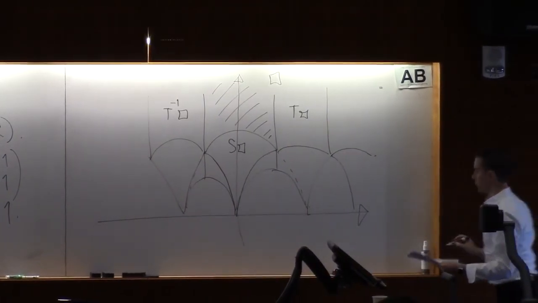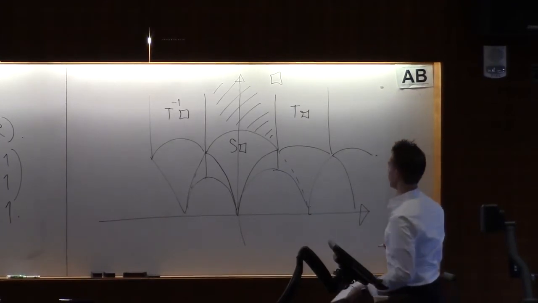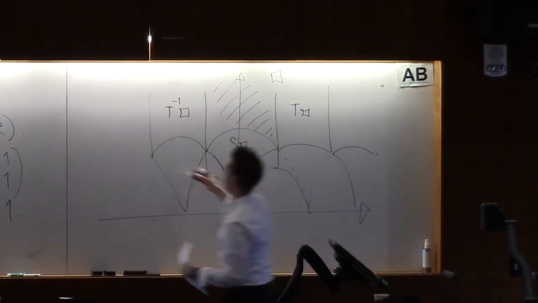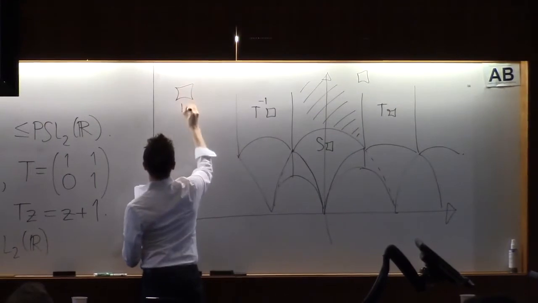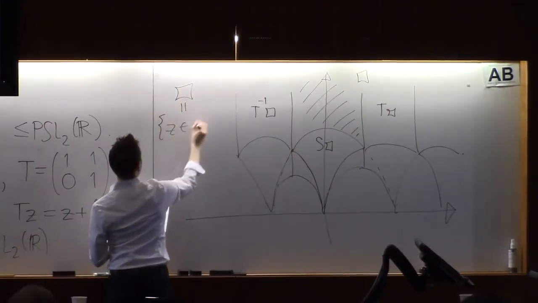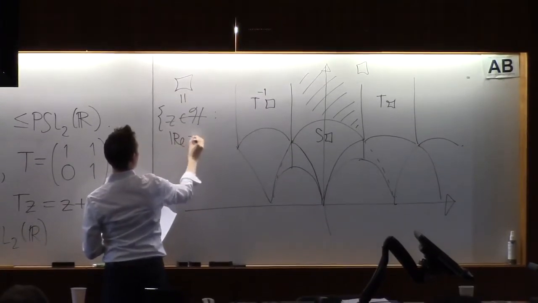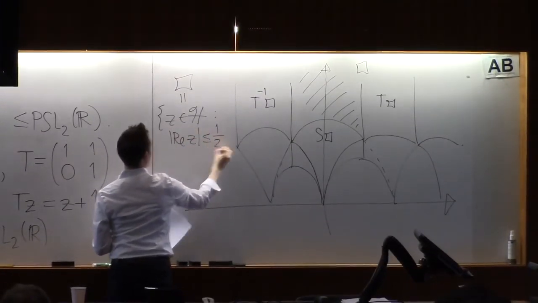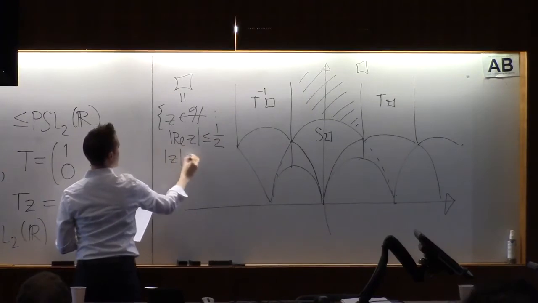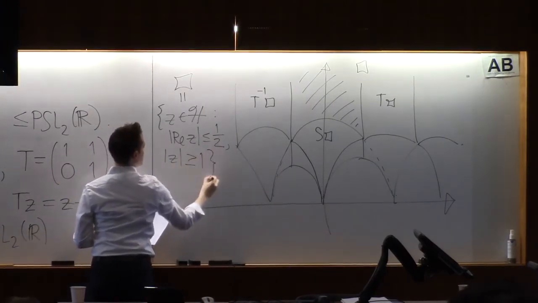What else do I want to say here? Maybe I should give you the definition of this set. That would probably help. So this is the set of Z with the property that the absolute value of the real part is less than or equal to a half, and the absolute value of Z is greater than or equal to 1.